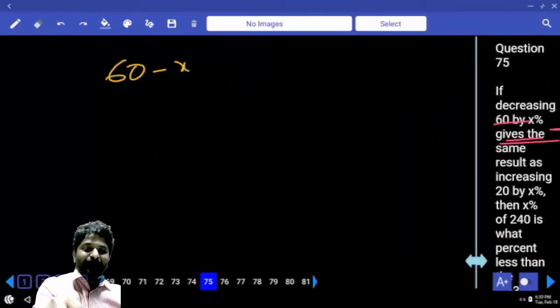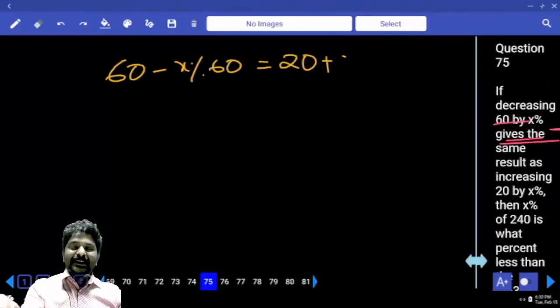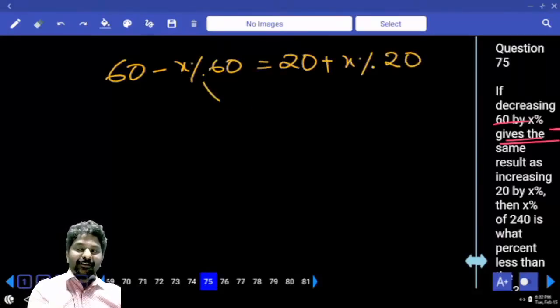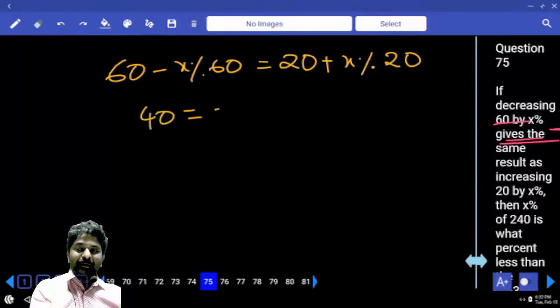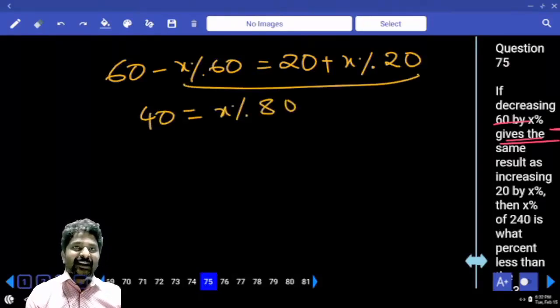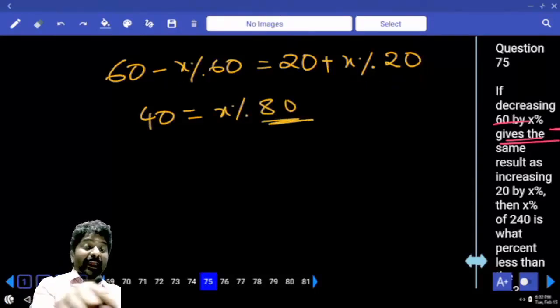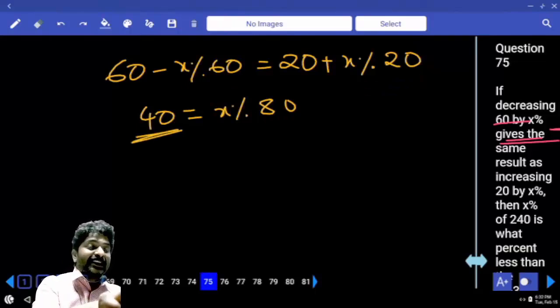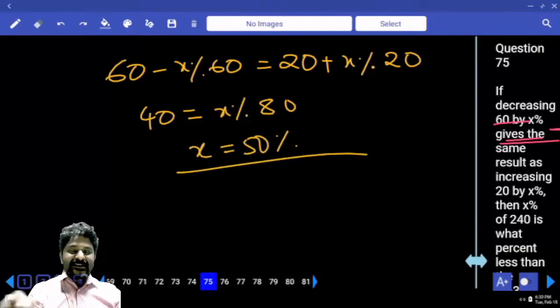60 minus x% of 60 is equal to 20 plus x% of 20. If this goes to the other side, 40 is equal to x% of 80. The minus value goes to the other side, right? Come on. Upon 80, how much percentage is equal to 40? So x is equal to 50%.